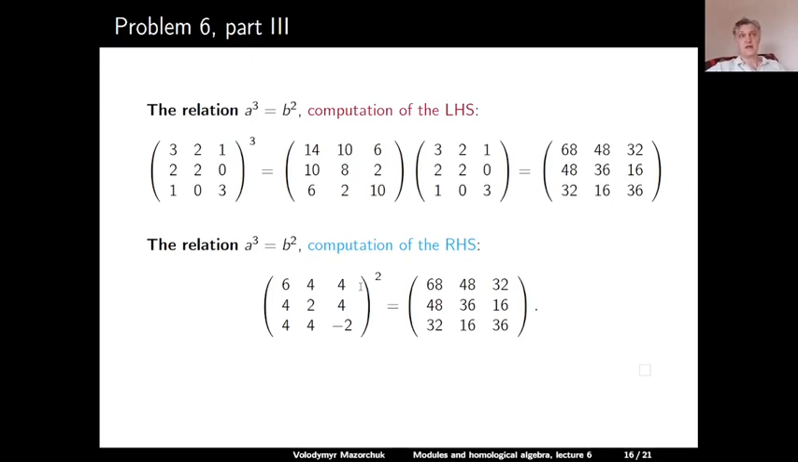And this means that there is a unique homomorphism from the additive group of integers, which sends 2 to this matrix and 3 to this matrix.